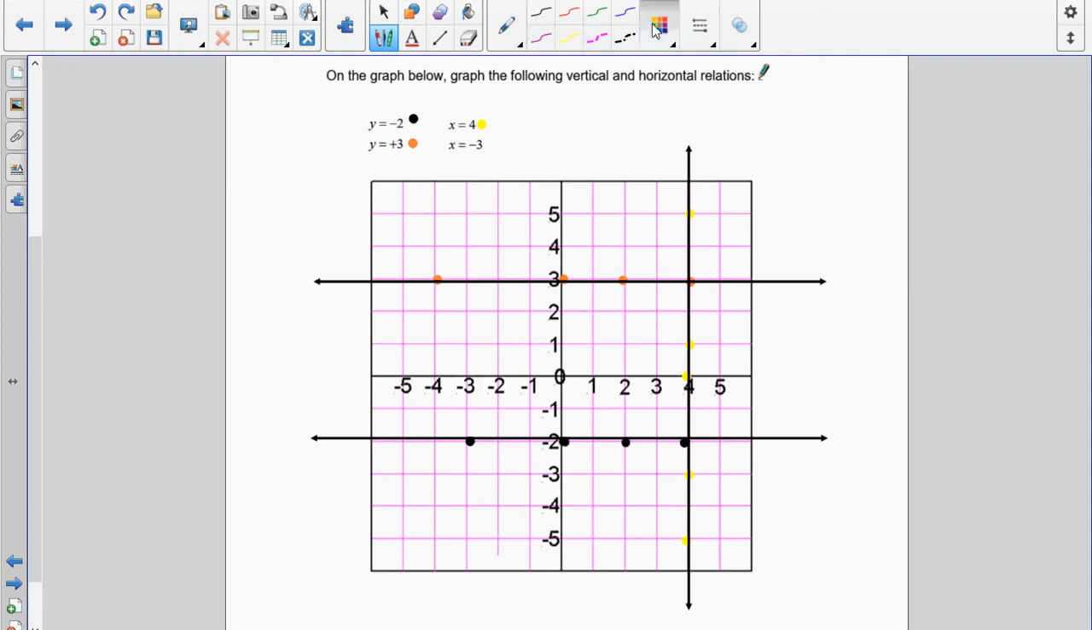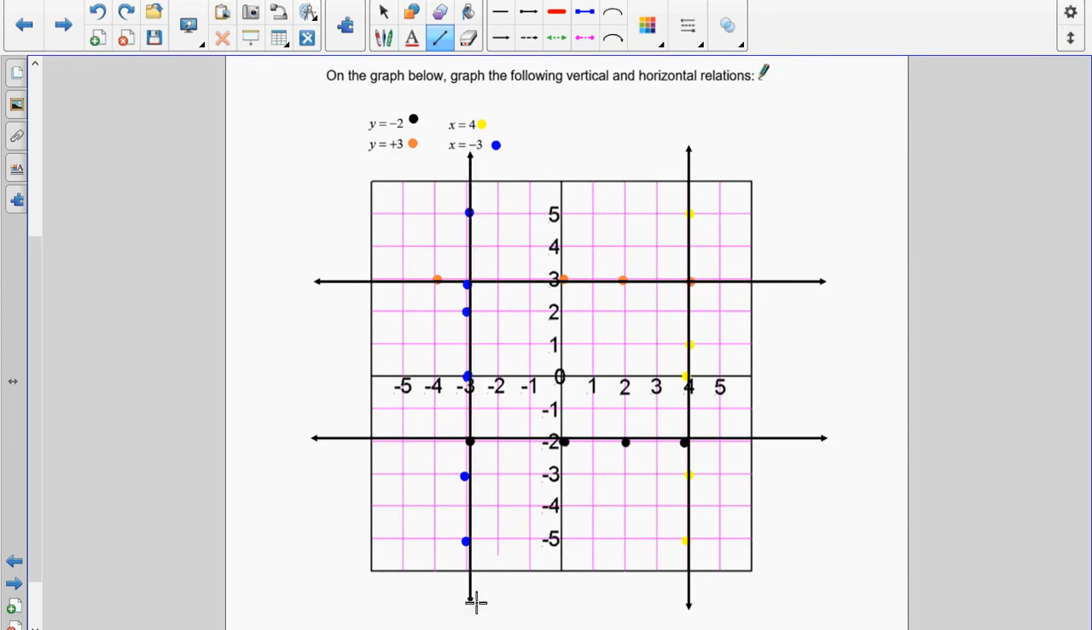And for this color, we don't have a blue one yet. So this one, x is equal to negative 3. So again, no matter what the y value is, x is going to be negative 3. So it could be negative 3, 2, it could be negative 3, 3, it could be negative 3, 5, it could be negative 3, negative 5. Doesn't matter. X stays at negative 3. So that means we have a line that goes through there. So those are the 4 equations.